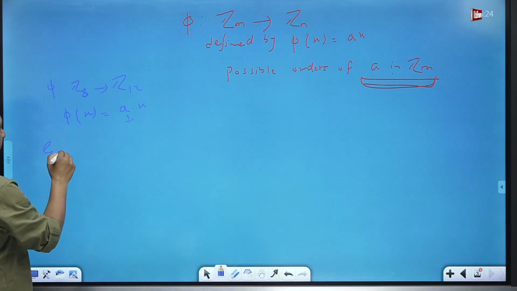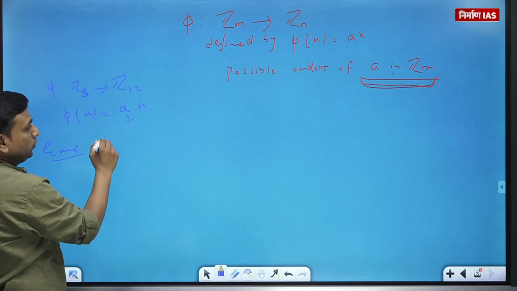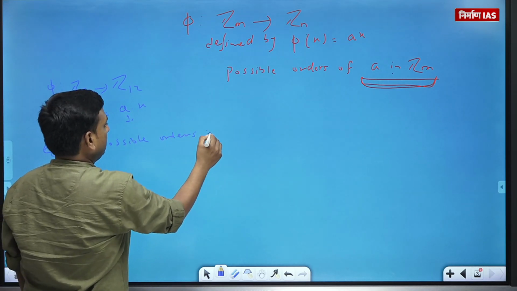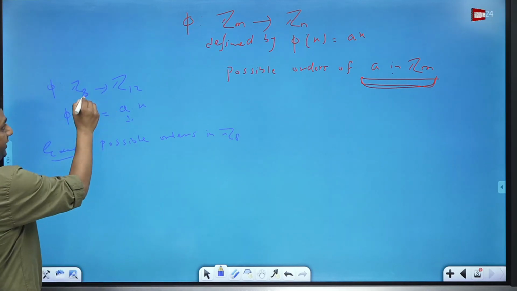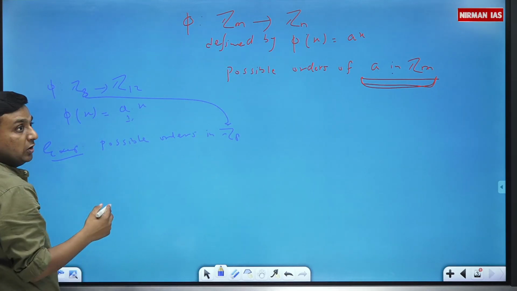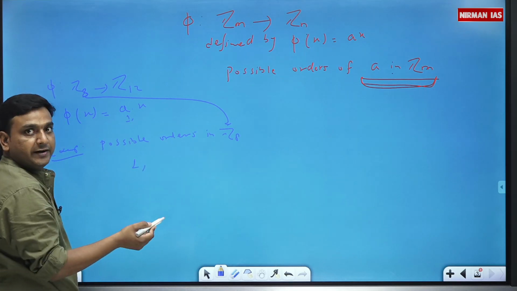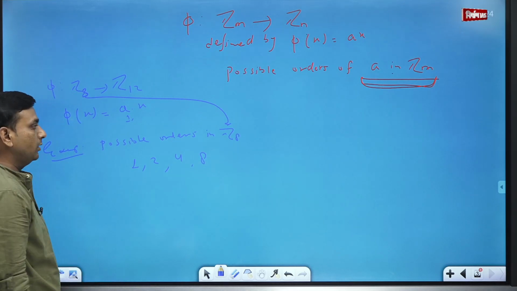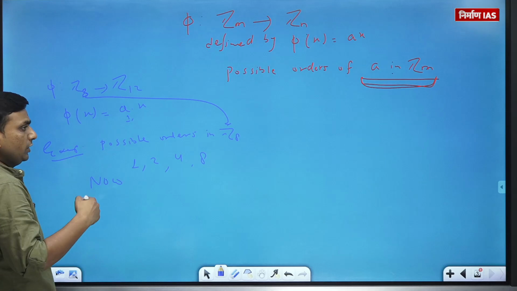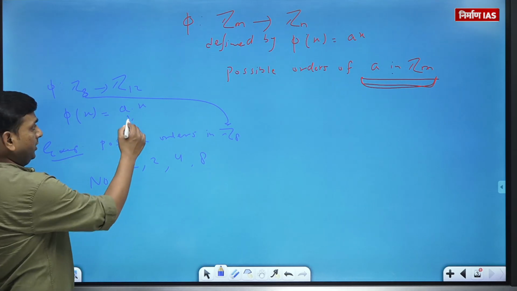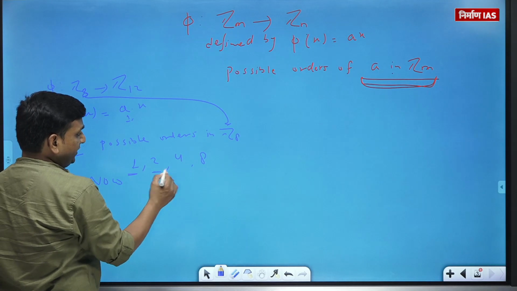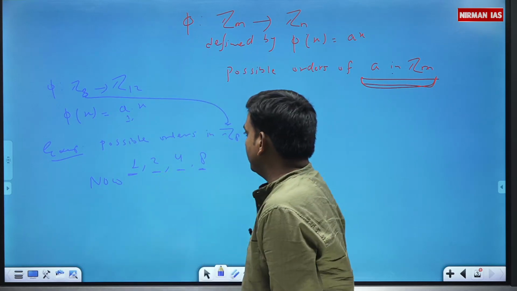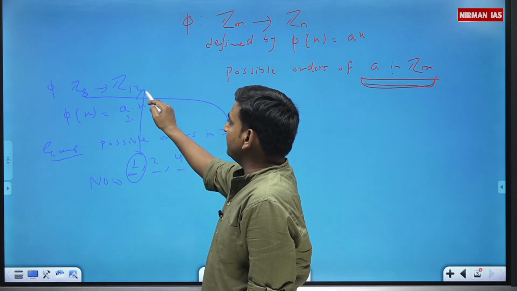So for this, what you need to know are the possible orders in Z8. So how many possible orders? Divisors of 8: 1, 2, 4, 8. You getting my point? Now you just check whether such order elements are also in Z12 or not. Means, will an element of order 1 be there in Z12 or not?